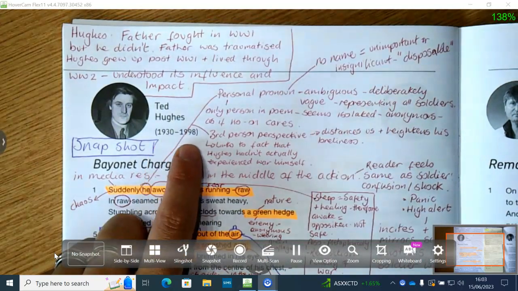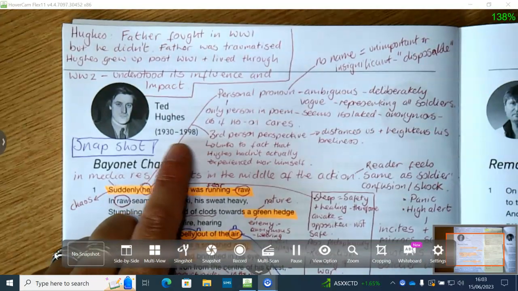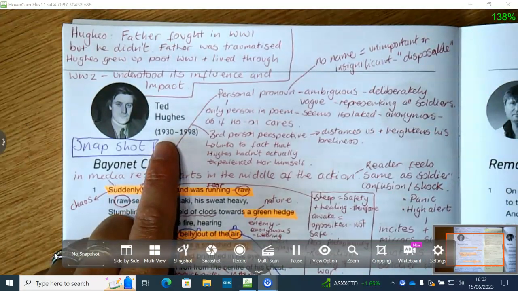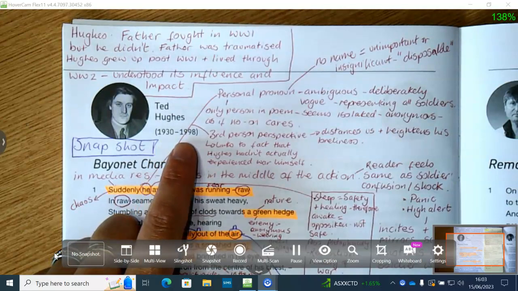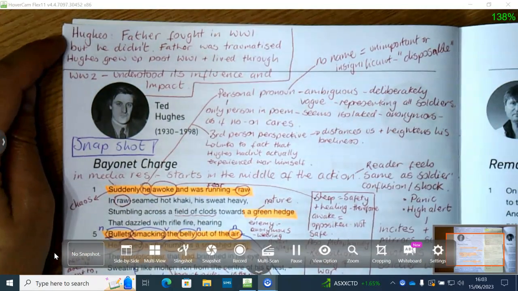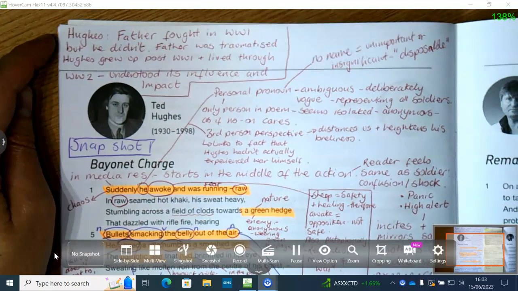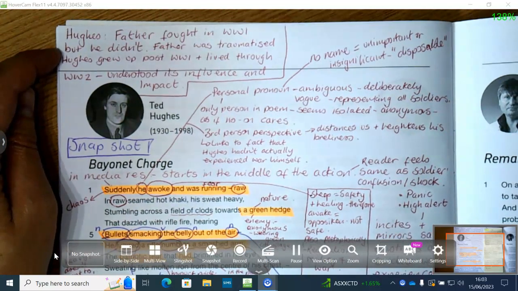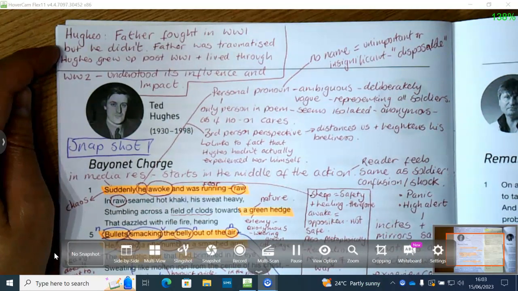So, this poem is written by a guy called Ted Hughes. He was alive between 1930 and 1998. So he was born after World War I, but he lived through World War II. So this is what I've just noted down here that it's important for you to copy down. His father fought in World War I, but he himself didn't. His father was traumatised. He really struggled when he came back from World War I. And this affected Hughes's own upbringing.